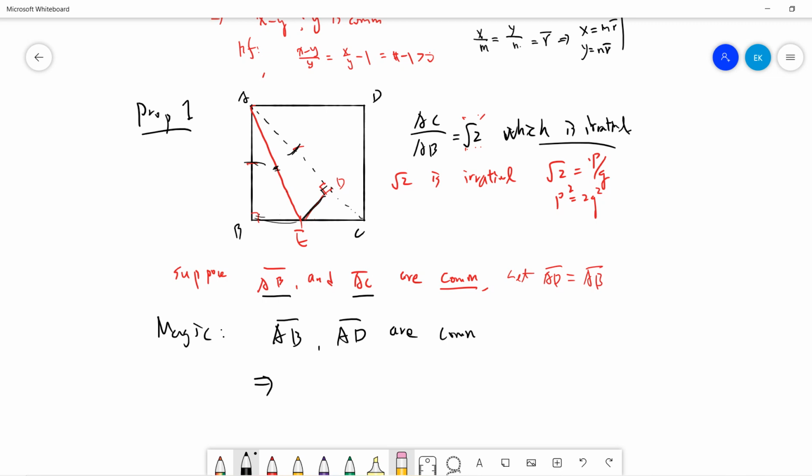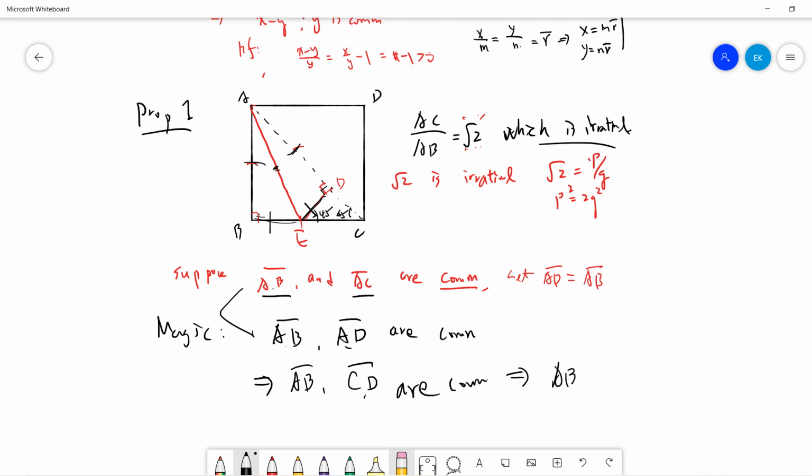So from the lemma we know that since AB and AD are commeasurable, and since AC and AD are the same line, that means AB and CD are commeasurable, because AC minus AD is just CD. Then we also know that these two are the same, but not only that, this is 45 degrees, and this is also 45 degrees. So actually CD is the same as DE.